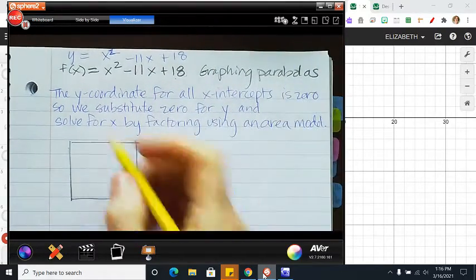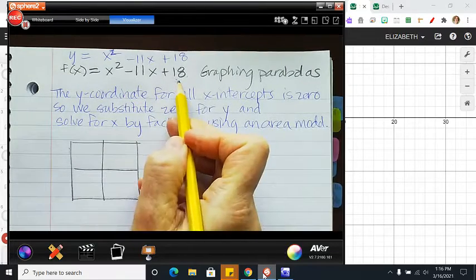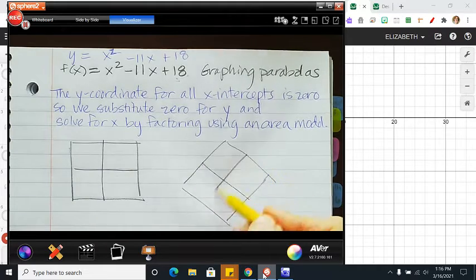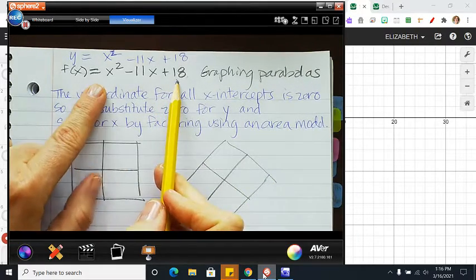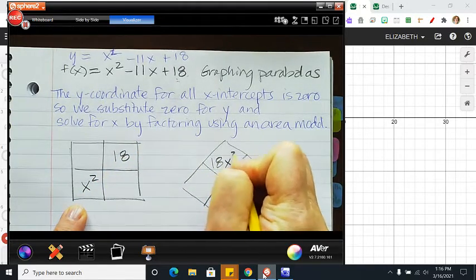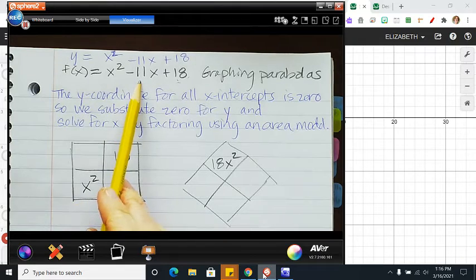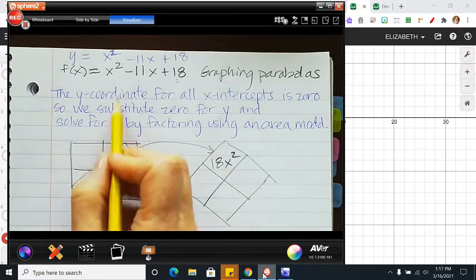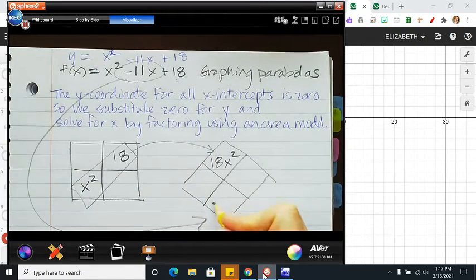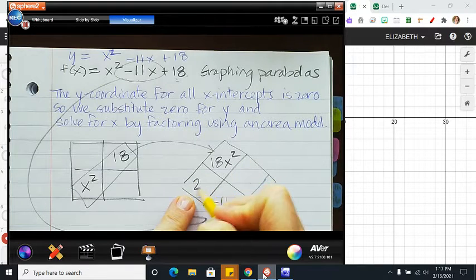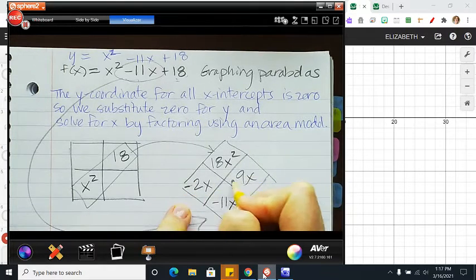Okay, so I'm going to factor x squared minus 11x plus 18. You are going to factor whatever equation you get from Khan. So your x squared and your constant are going in opposite corners. And your x term is, so you're multiplying these to get the top of your diamond. Your x term is going on the bottom. And then you're looking for factors of your top that add up to the bottom. So for me, it's going to be negative 2x and negative 9x.